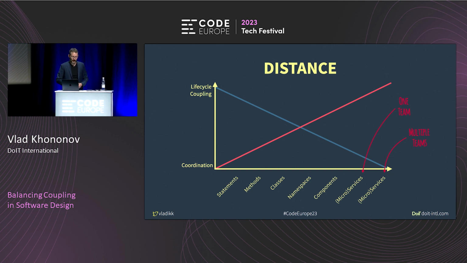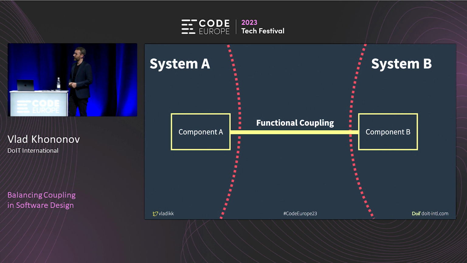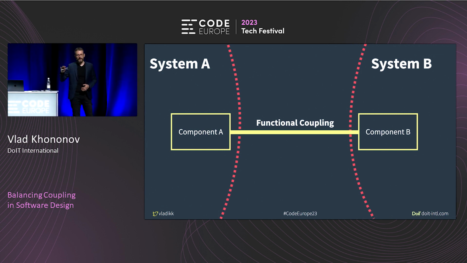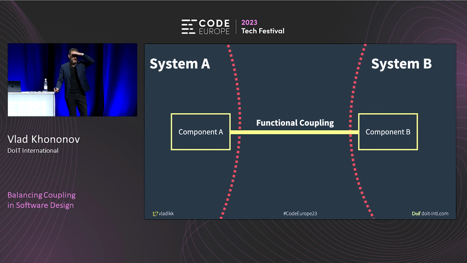Now, let's say we have functional coupling, which is not the lowest one, definitely. It's 3 out of 4. It's pretty high. And we have functional coupling between two systems, which is, in terms of distances, a long distance. Is this design necessarily bad? Same question as before. What do you think?